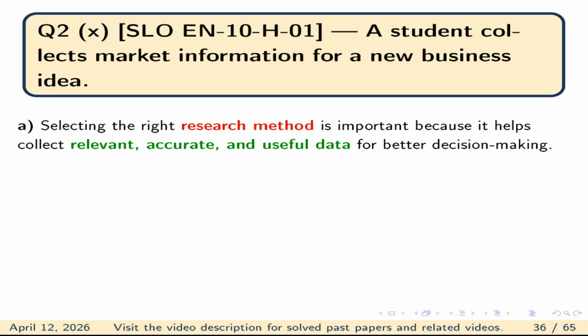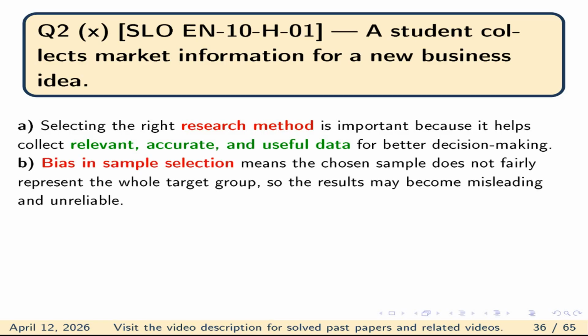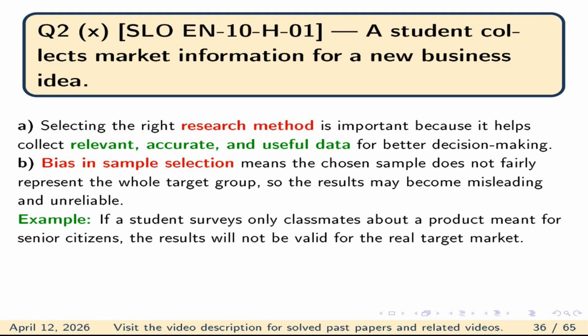Part 10th: A student collects market information for a new business idea. Selecting the right research method is important because it helps collect relevant, accurate, and useful data for better decision making. Bias in sample selection means the chosen sample does not fairly represent the whole target group, so the results may become misleading and unreliable. Example: if a student surveys online classmates about a product meant for senior citizens, the results will not be valid for the real target market.